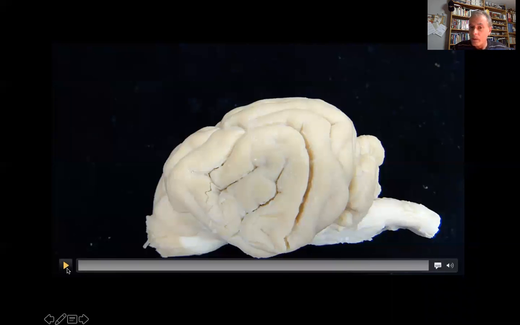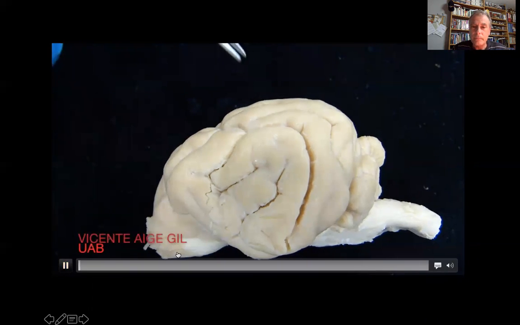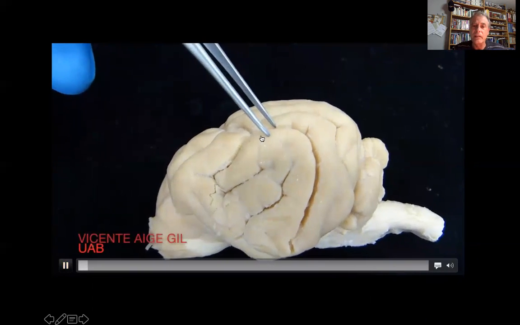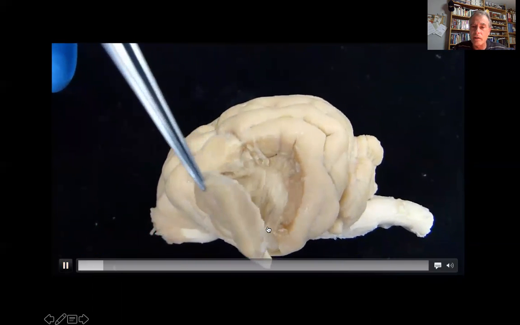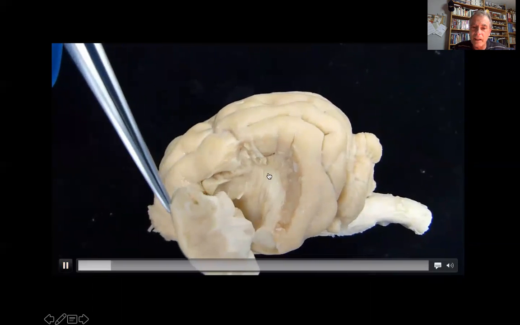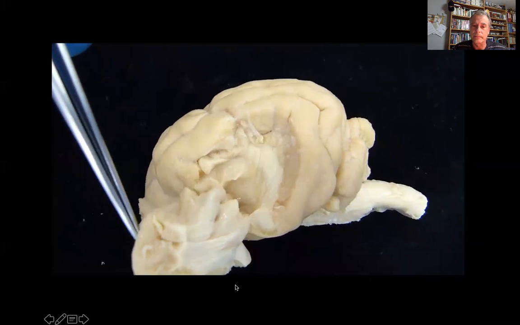So now we are performing a dissection with the technique of fiber dissection. We remove part of the neocortex, the sylvian gyrus, suprasylvian gyrus, and we identify all these fibers that form the internal capsule.